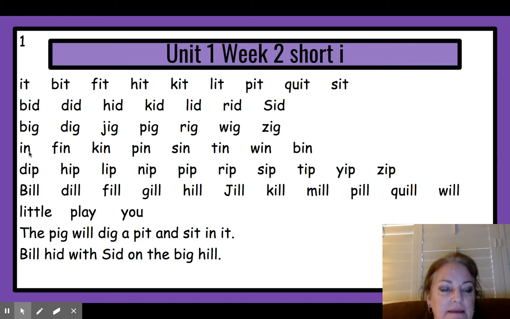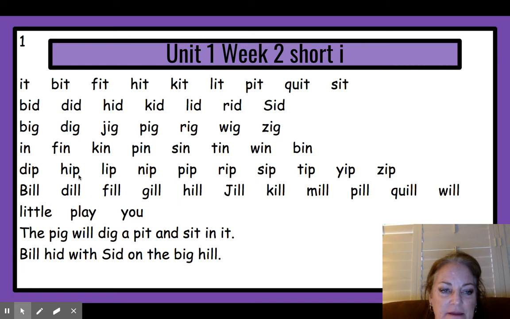In, in. Fin, fin. Kin, kin. Pin, pin. Sin, sin. Tin, tin. Win, win. Bin, bin. Next line. Which word family are we looking at?